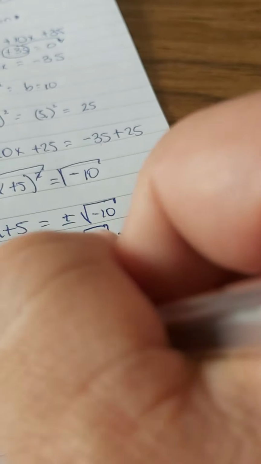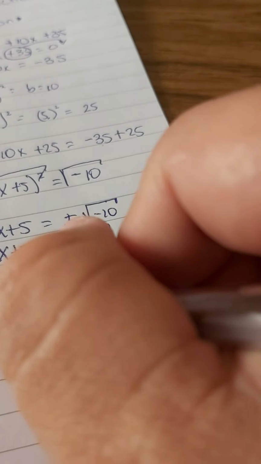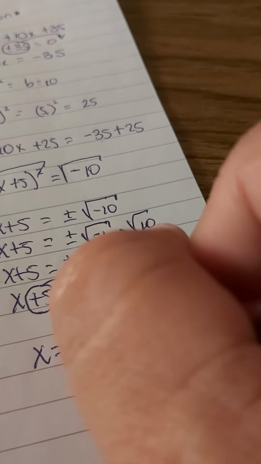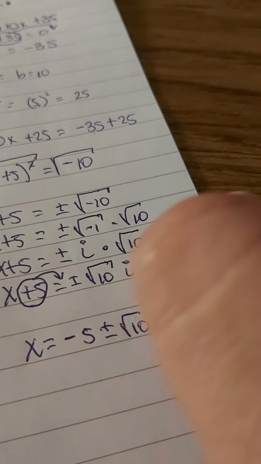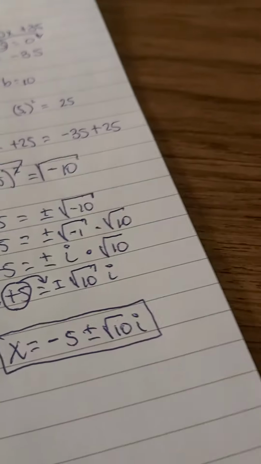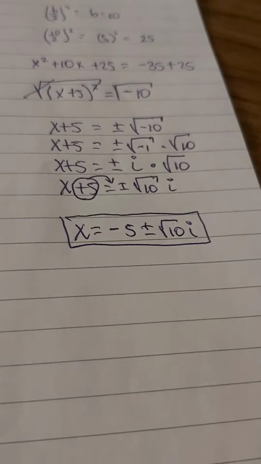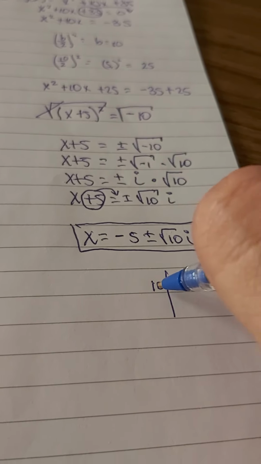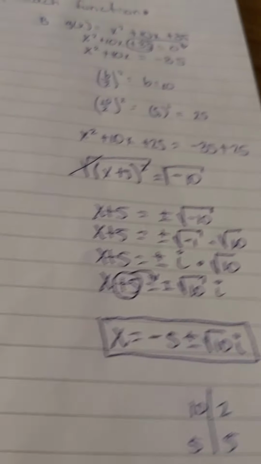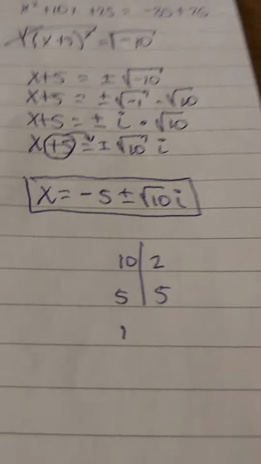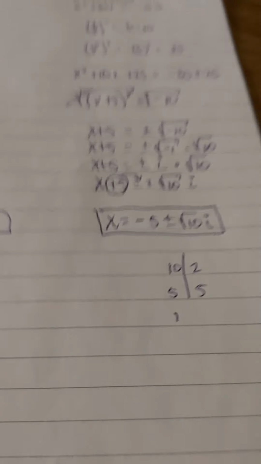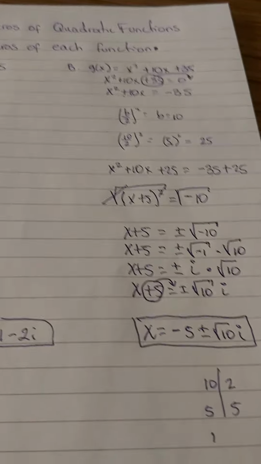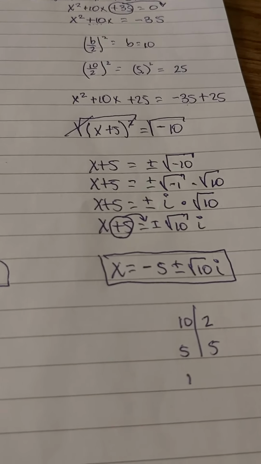Now we leave x by itself, we pass plus 5 to the other side, and we get that x equals negative 5 plus or minus the square root of 10 i. Okay? Now, since the square root of 10 doesn't have a perfect square, if we find the prime factorization, 10 is divisible by 2, which gives 5, and 5 is divisible by 5 equals 1. So we cannot simplify it, that's why we leave it as the square root of 10. Okay, and this is how to find complex zeros in quadratic functions.